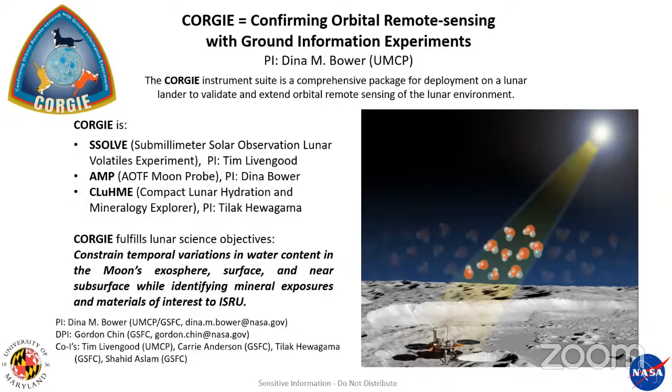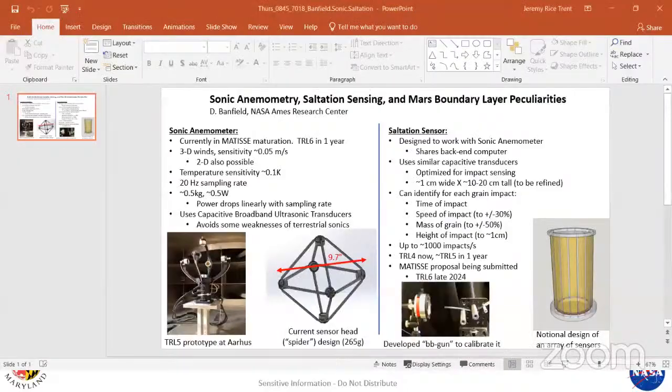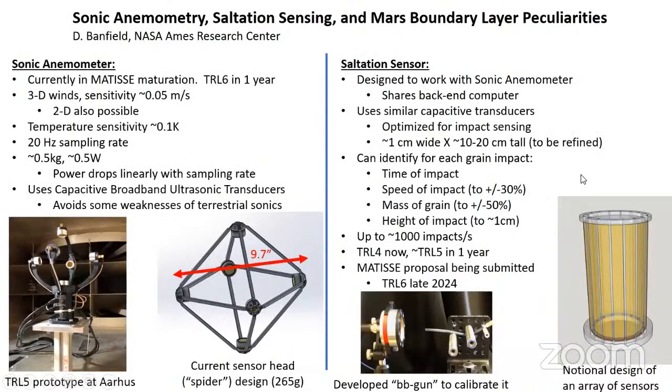Okay, so just to keep going on that, it's about half a kilogram, half a watt, and it samples at about 20 hertz, which is what terrestrial ones typically work at. Temperature sensitivity is about 1/10 of a Kelvin, and wind sensitivity down to about 5 centimeters per second, maybe a little bit better. If you've got an application where you want it to be simpler, you could make it 2D as well, but usually we make it 3D.